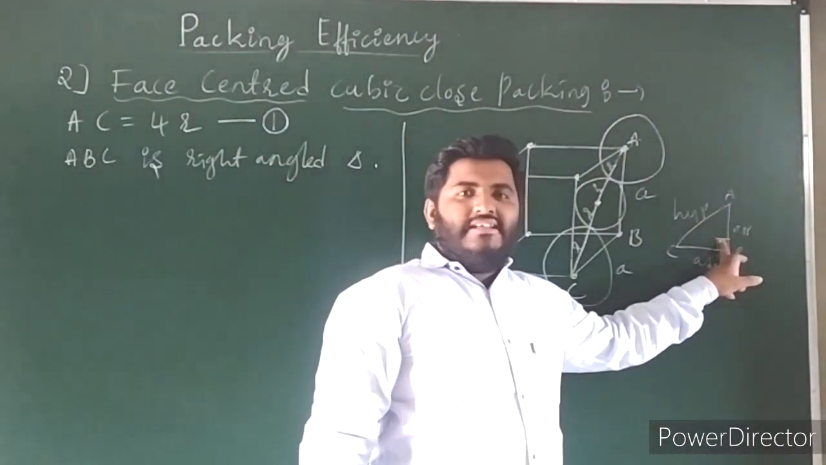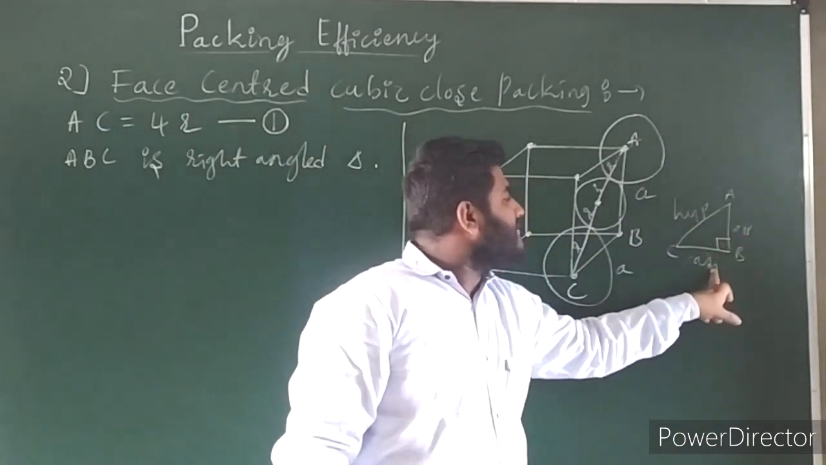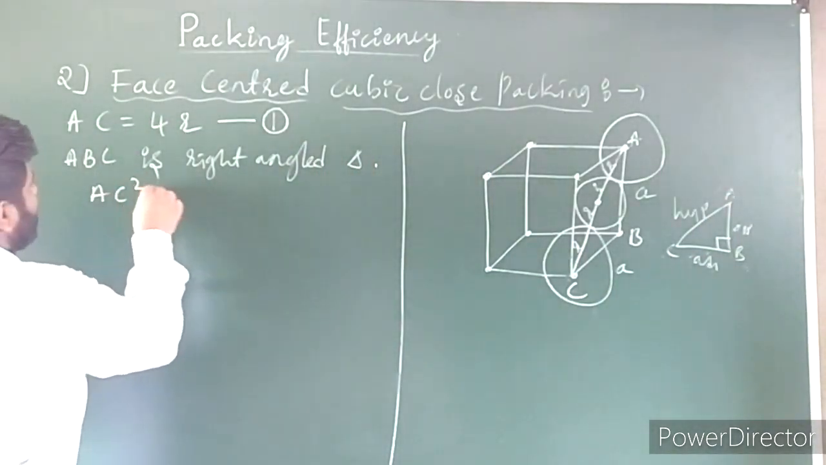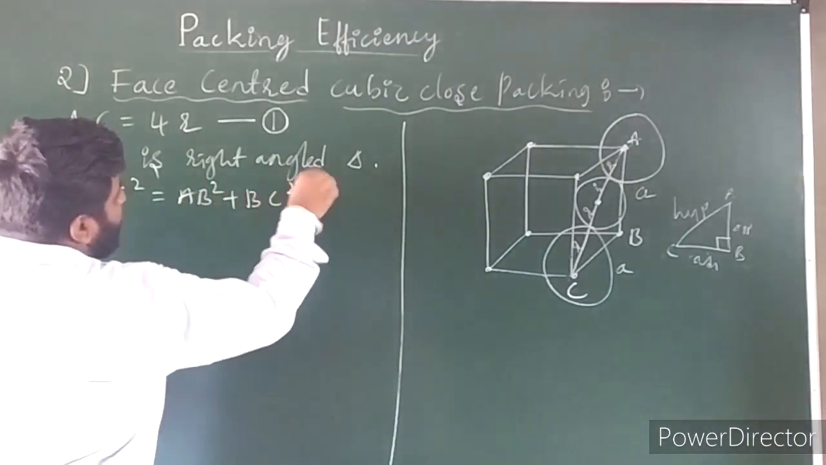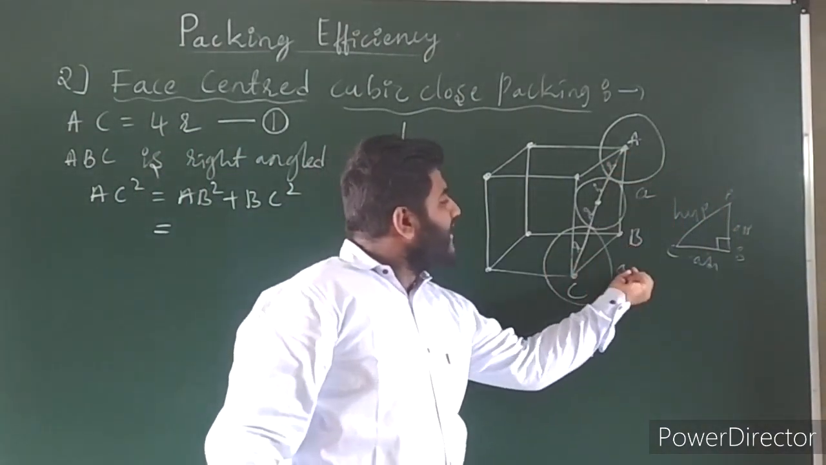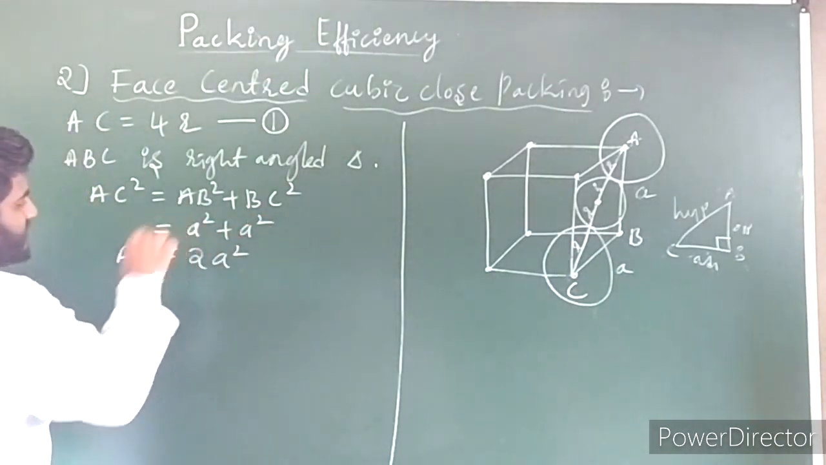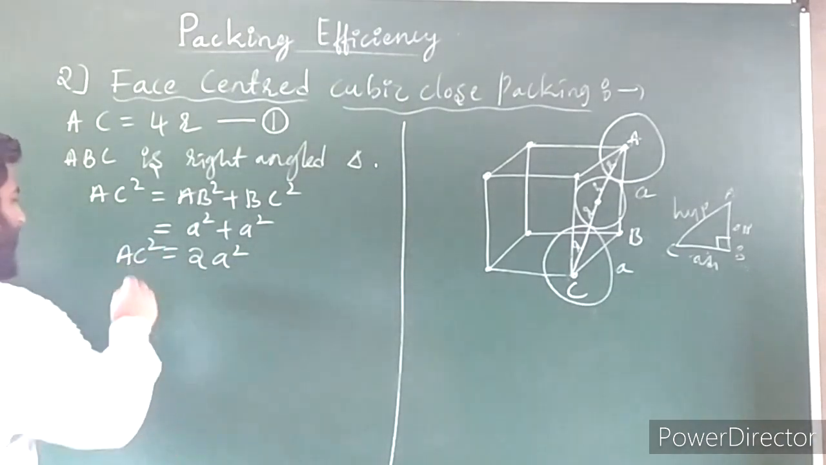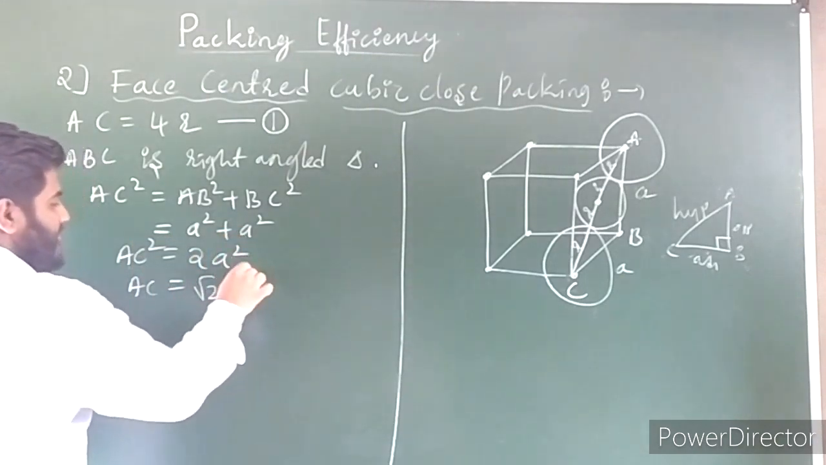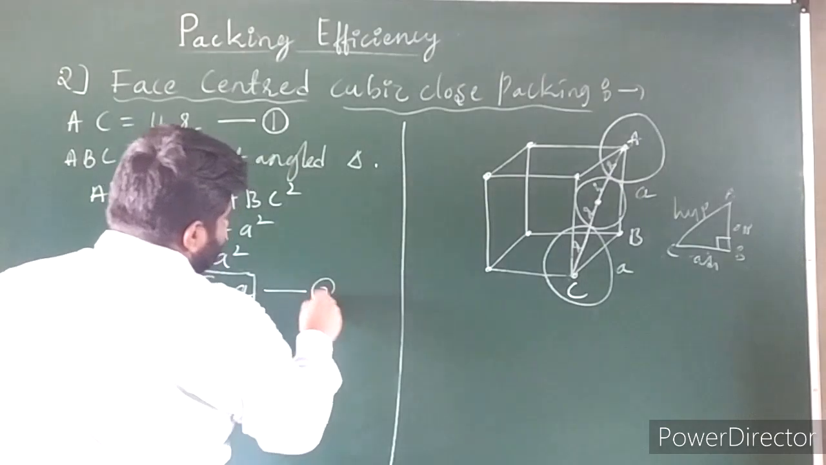When a right angle triangle is there, according to the Pythagorean theorem, the square of the hypotenuse side is equal to the sum of squares of the other sides. That means AC square is equal to AB square plus BC square. What is AB? AB is nothing but a, and BC is nothing but a. Therefore I will write a square plus a square, which is 2a square. This is AC square. We want AC, so take the square to the other side. Then AC is equal to root 2 a; the square and square root cancel, and a remains. So AC is equal to root 2 a. This is equation number 2.